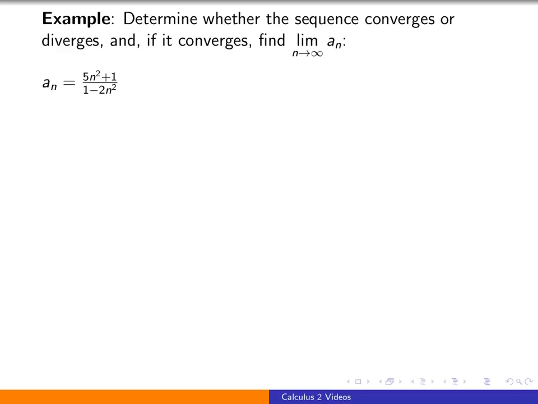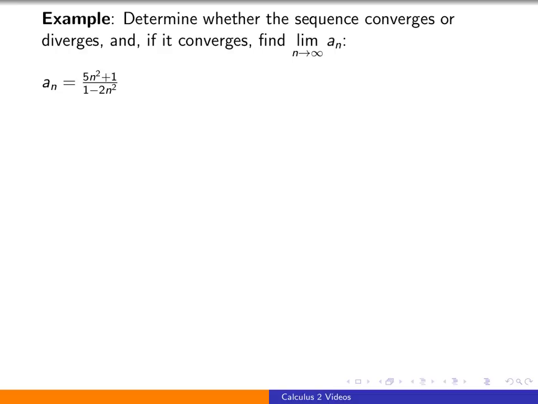So let's determine whether the following sequence converges or diverges. And if it converges, find the value of its limit. So just by visual inspection, what we might note here, 5n squared plus 1 all over 1 minus 2n squared. So this is rational in n. The degree in the top is equal to the degree in the bottom. So our past intuition tells us to just divide those leading coefficients. That is, we should end up with minus 5/2.